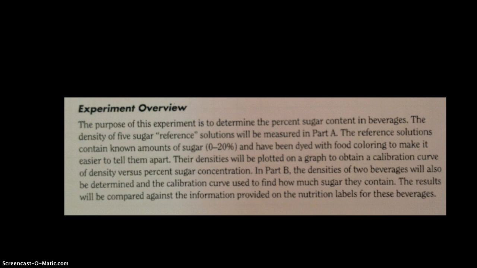In Part B, the densities of 2 beverages will also be determined, and the calibration curve will be used to find how much sugar they contain. The results will be compared against the information provided on the nutrition labels for these beverages.